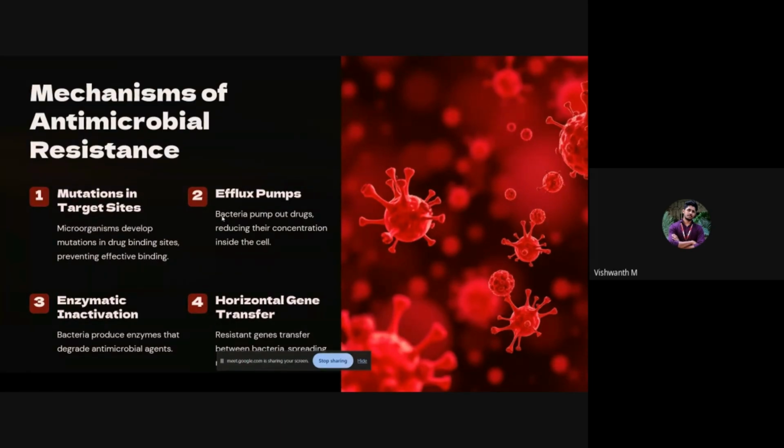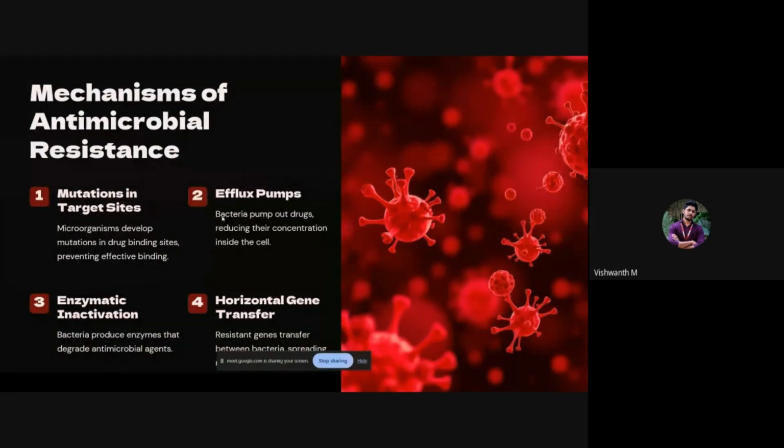Some germs or microorganisms have pumps to push antibiotics out before they can harm them. These are like the molecular pumps that bacteria use to eject antibiotics from their cells. This reduces the drug's concentration inside the cell, rendering it ineffective and allowing the bacteria to survive at higher antibiotic concentrations. So the third one is enzymatic inactivation.